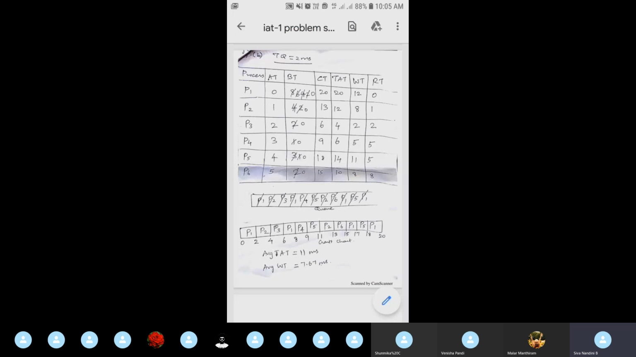Some will think that for non-preemptive, the waiting time and the response time will be the same. Don't consider it like that. Here, by mistake, non-preemptive is given in the question. This round robin algorithm itself is a preemptive one. So just remove the word non-preemptive from the question.